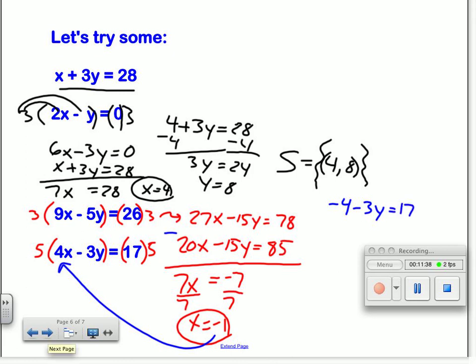We're going to add 4 to both sides. We'll get minus 3y equals 21, or y equals minus 7. So our solution set for this last one is the ordered pair minus 1, comma, minus 7. Okay, so that's it in less than 10 minutes.